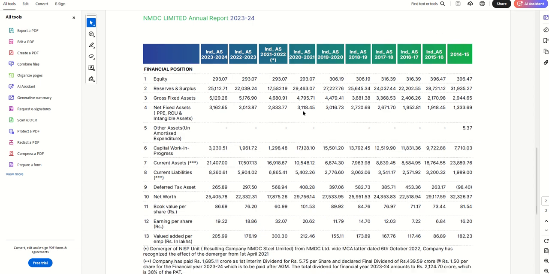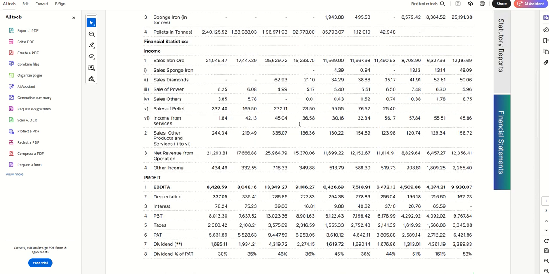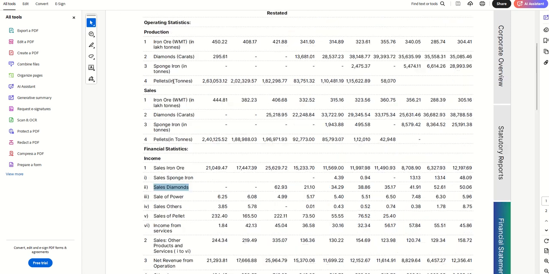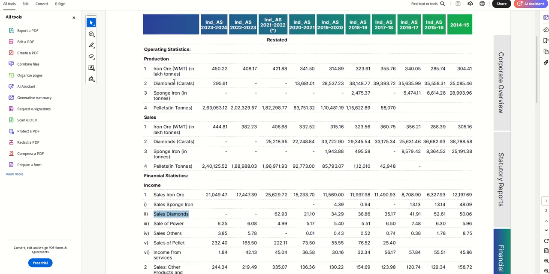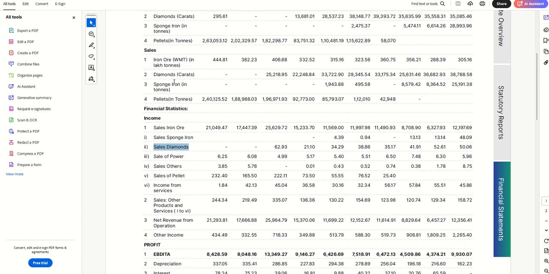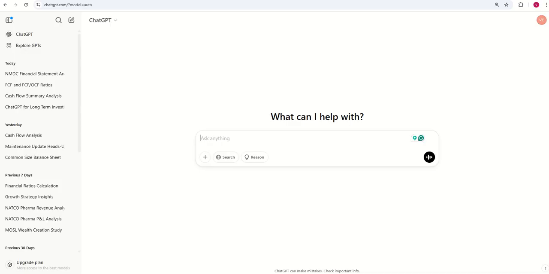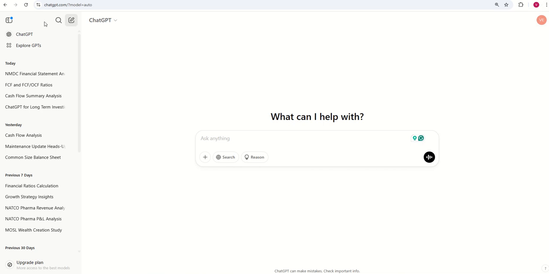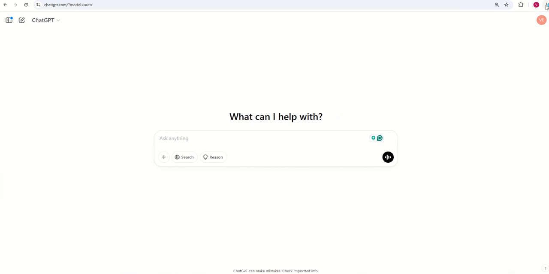So you cannot have one generic prompt to analyze this kind of reports from annual report. For example, here you will talk about sales of diamond in NMDC, whereas in ITC you don't have anything like that. So you cannot have a custom prompt. One way is you give a very generic prompt saying that analyze this 10-year statement. I'm going to enlarge this slightly.